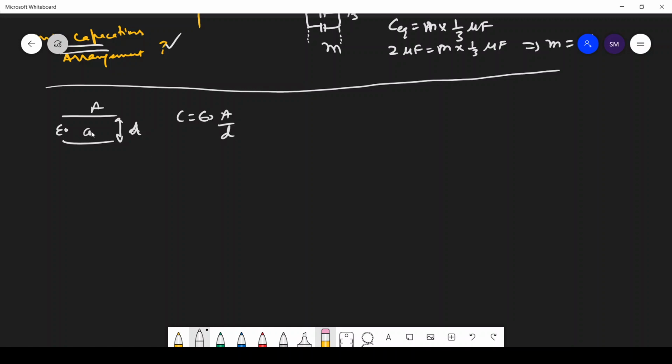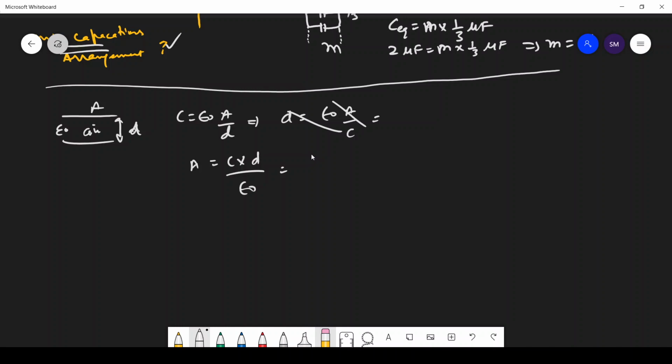So what do we have? Air, vacuum. If nothing is given, it means it is vacuum or air. That's the same thing. So what we need to find here? What is the separation between the plates? So D equals epsilon naught A by C. So we need to find the area of the plates here, not D. So the area of the plates here means D will go that side, A equals C into D upon epsilon naught.